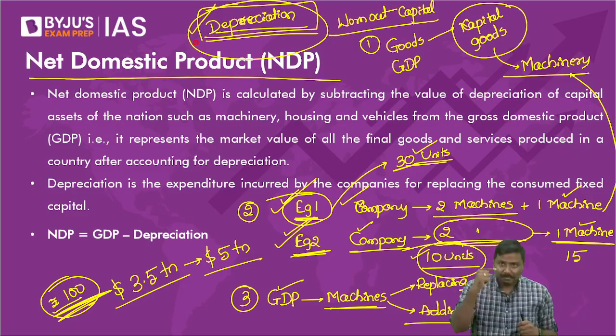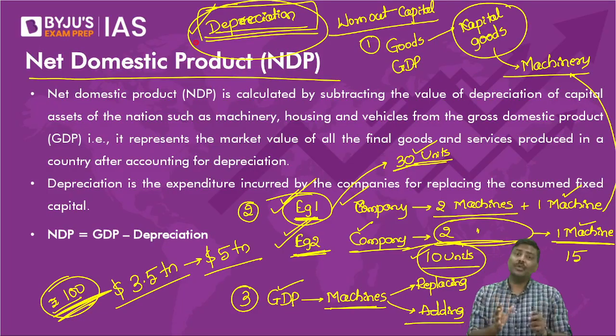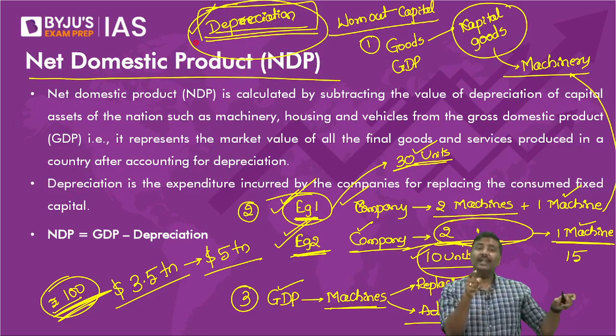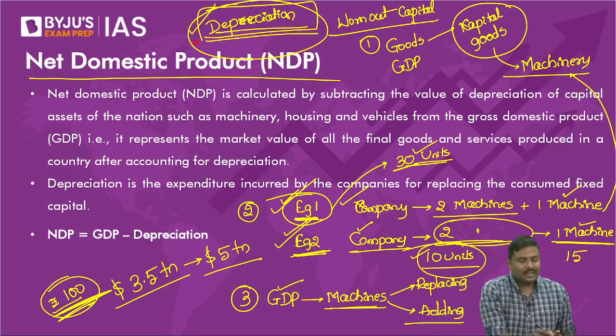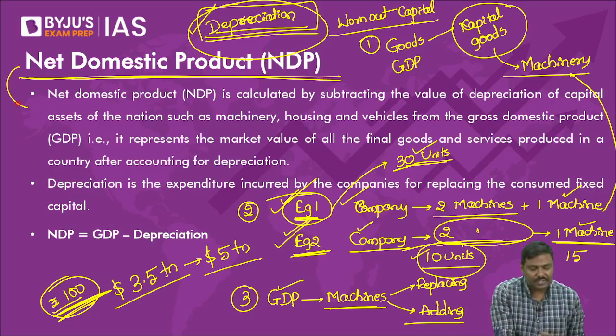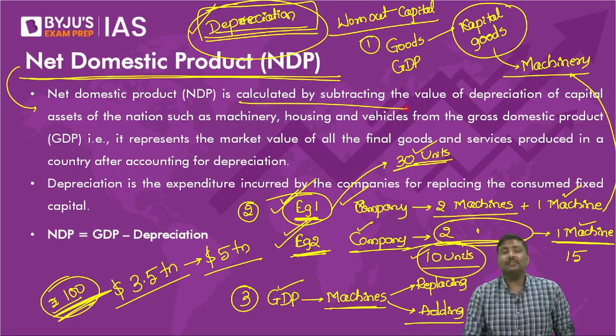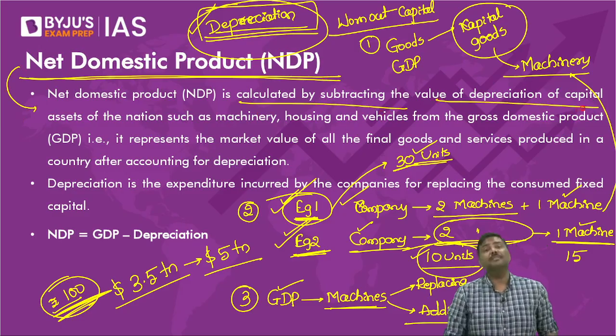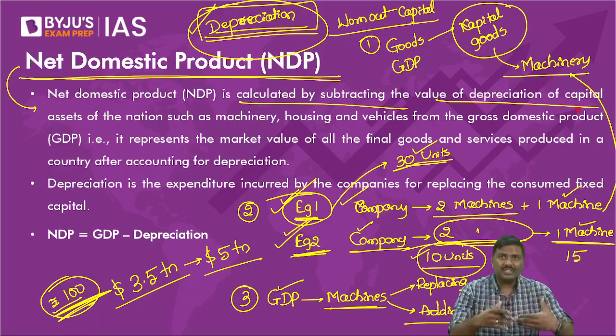That is the reason, please understand, rather than looking at only GDP, there is one more indicator now. That is net domestic product. What is a net domestic product? Look at the definition. It is calculated by subtracting the value of depreciation of capital from the GDP value.